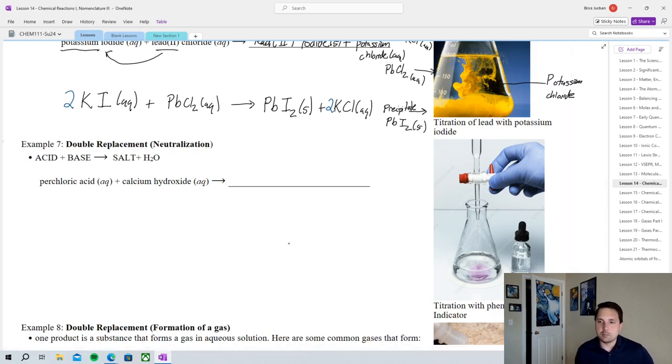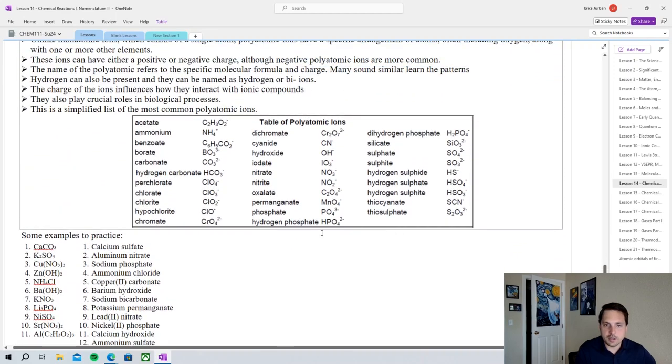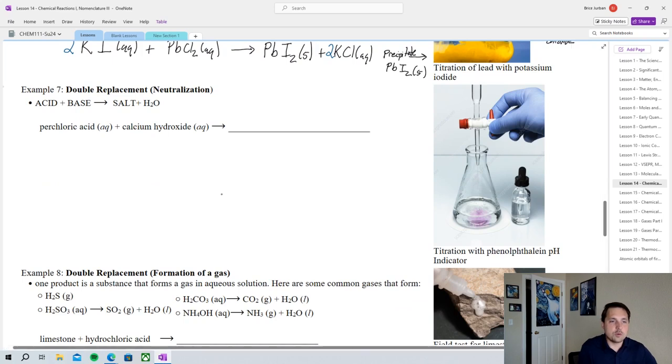We don't really talk about acids and base chemistry that much in general chemistry 1. Weirdly enough, it's held off until general chemistry 2, but we can talk about some of the basics here. Perchloric acid is a strong acid, and we'll talk about the polyatomic down below, but if we look down here, we kind of jump ahead. Here is perchlorate, ClO4 minus. So if we just go ahead and add a hydrogen to that, we'll get perchloric acid, so HClO4.